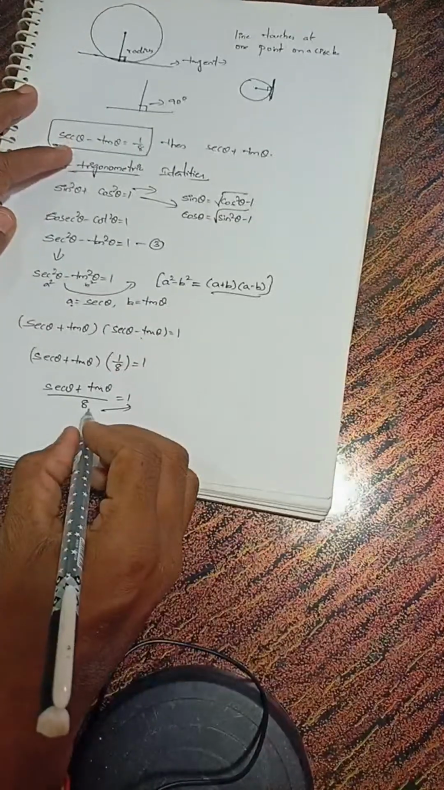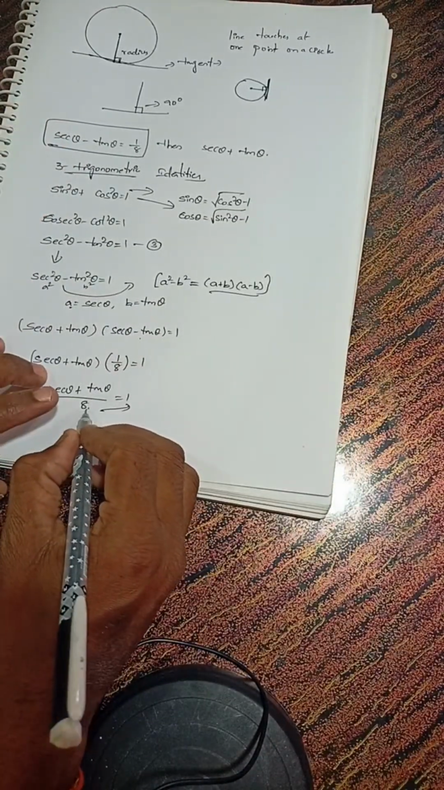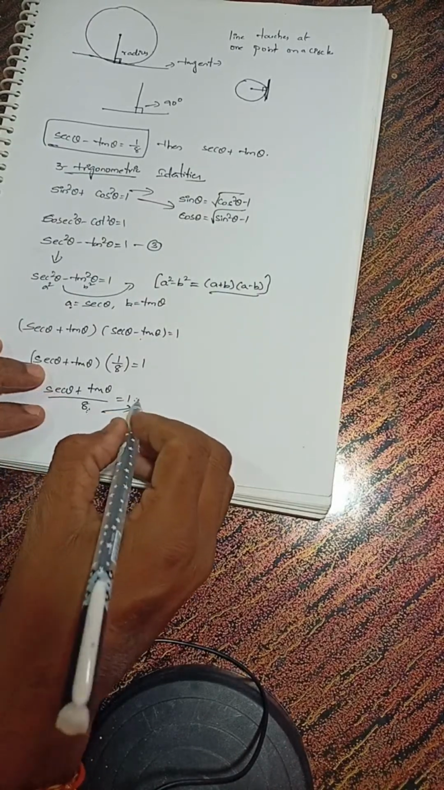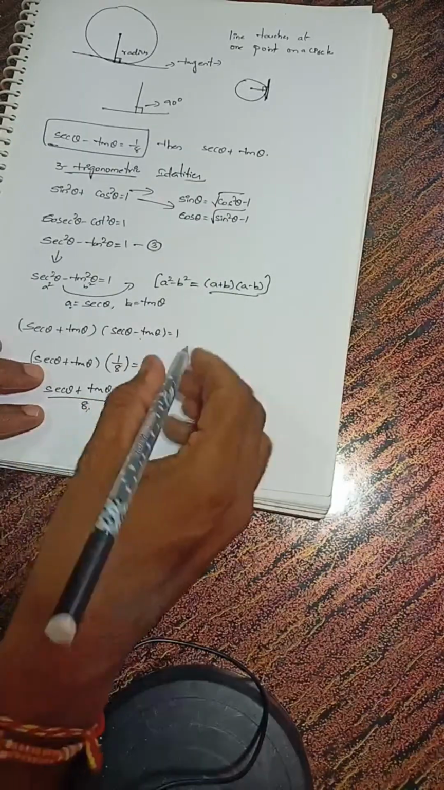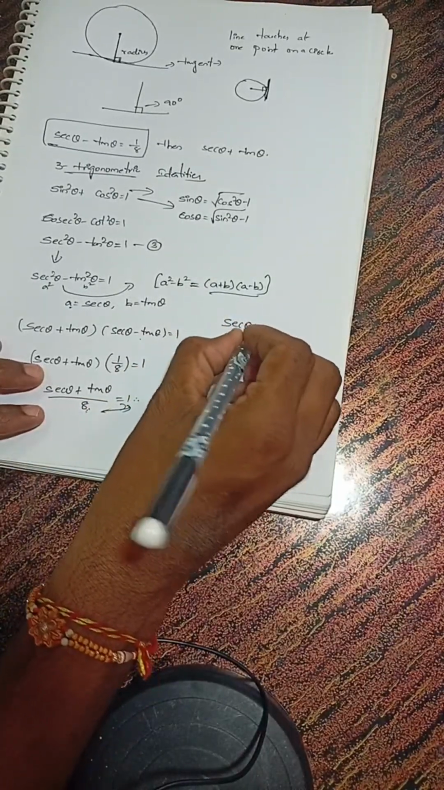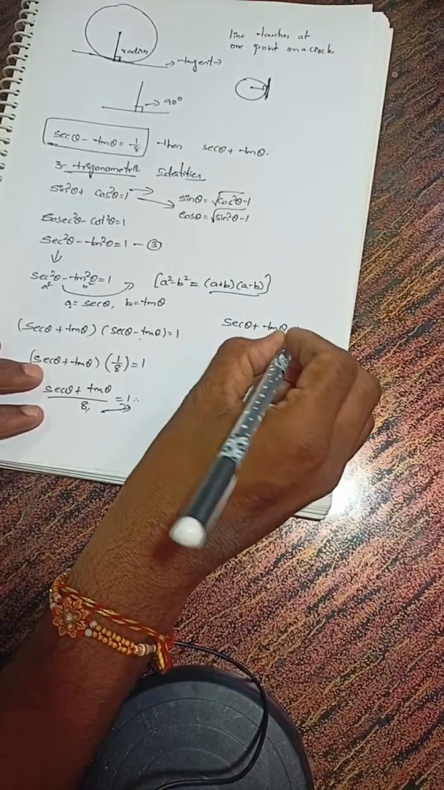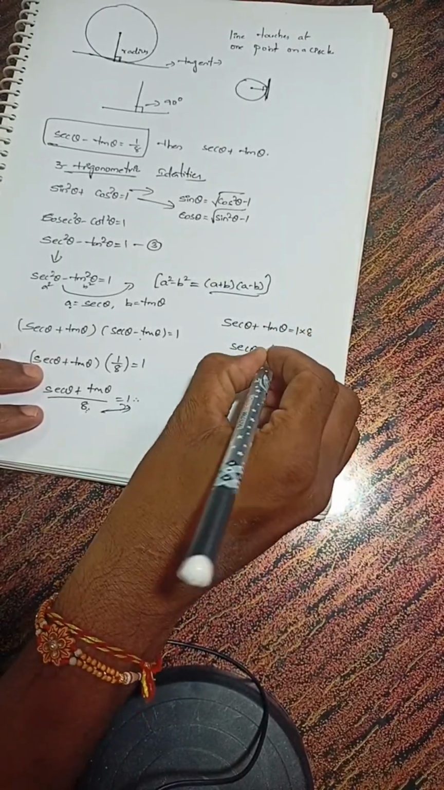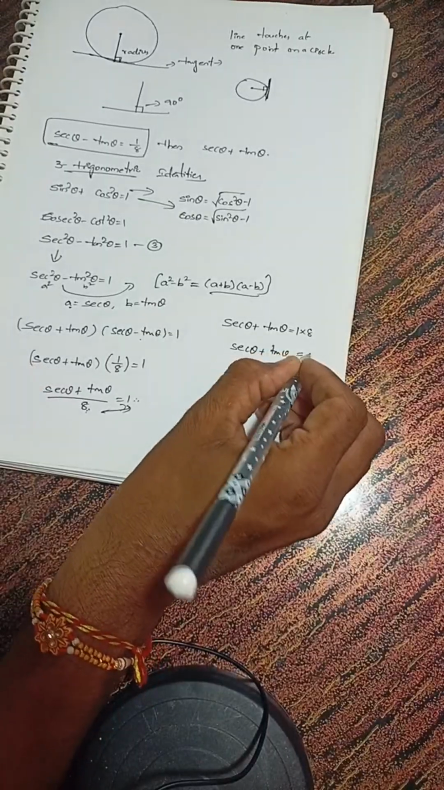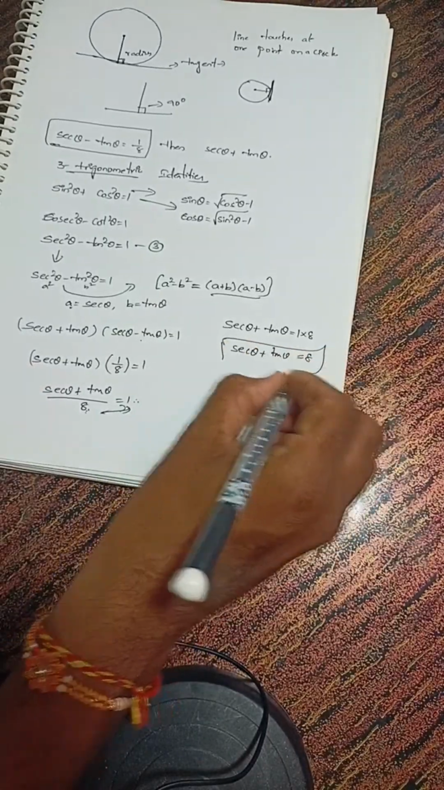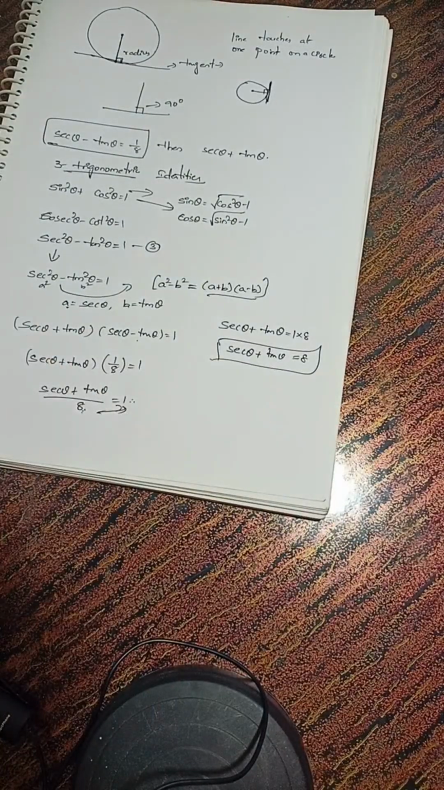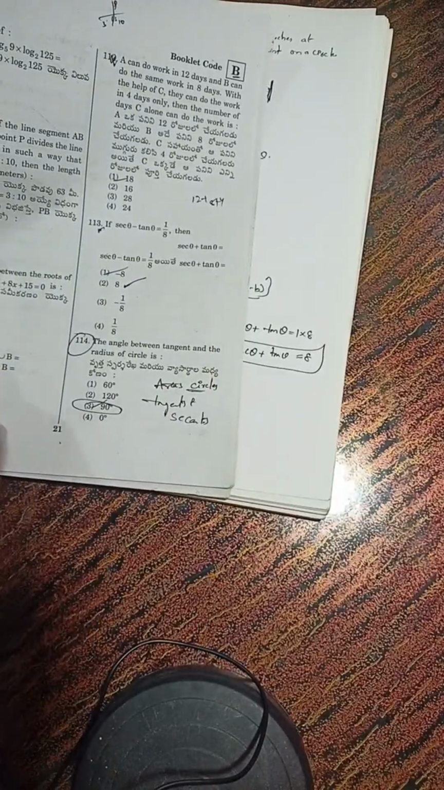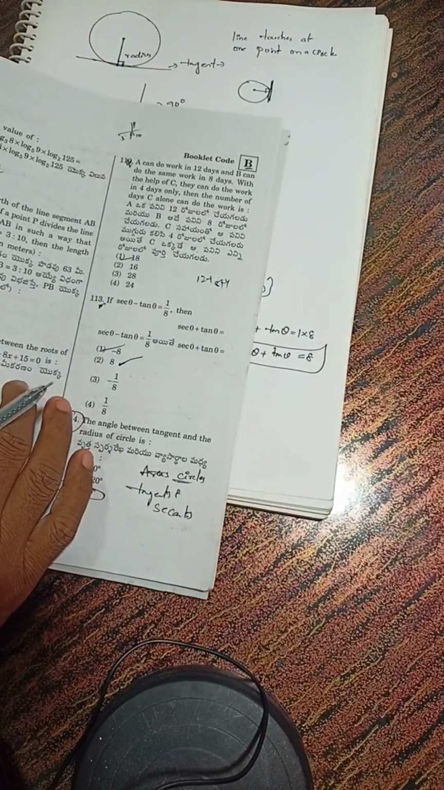So 1 and 8, denominator only. We are taking the denominator 8 to the right hand side, numerator 1. So if you do cross multiplication, 1 into 8, secant theta plus tan theta is equal to 1 into 8. So finally we are getting the answer, secant theta plus tan theta value, the answer is 8. So secant theta plus tan theta value we are getting as 8.